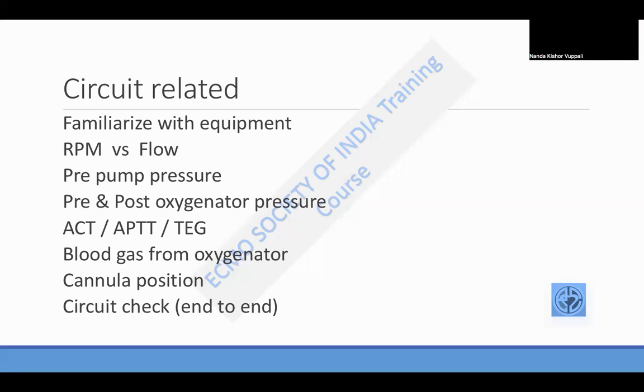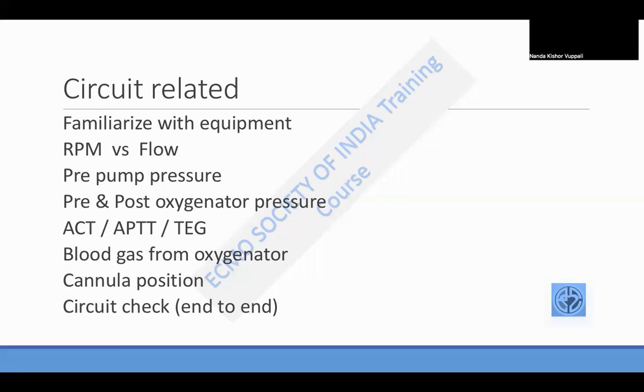But bear in mind that ACT is a very good test and quite useful at the bedside, but not always sensitive. So we usually back it up with APTT. We do an ACT every couple of hours when the patient goes on, and once the patient stabilizes, we do it every 6 to 8 hourly. And then we back it up with an APTT at least once or twice a day. When you do APTT, what we're aiming for is 1.5 times to twice the normal.